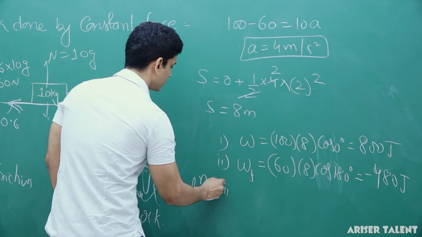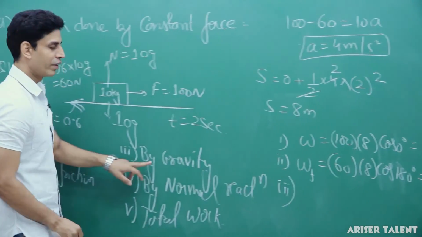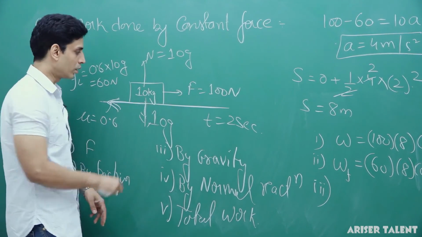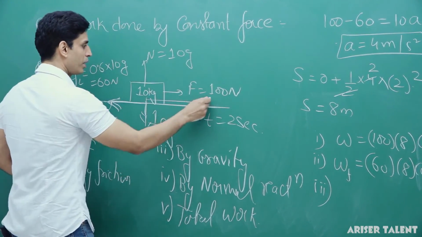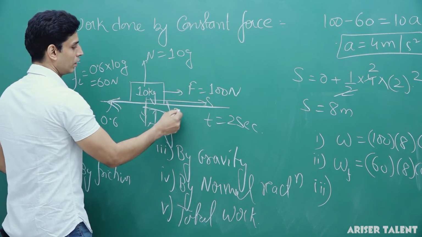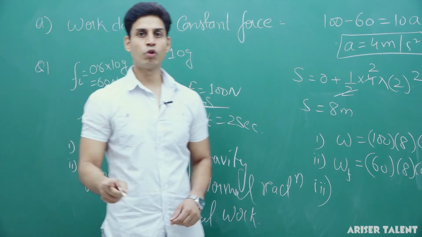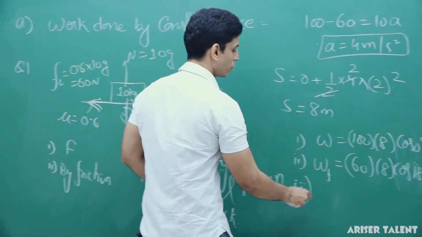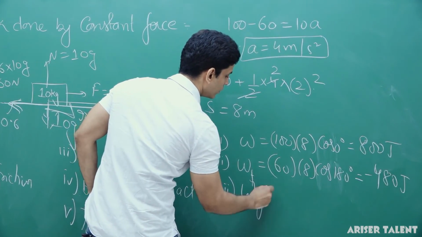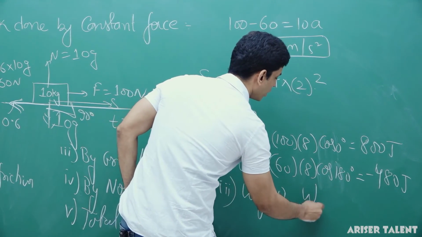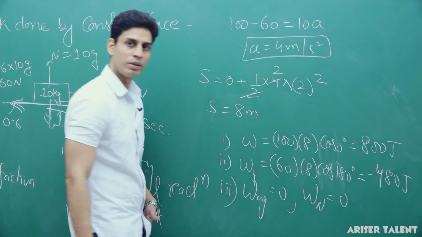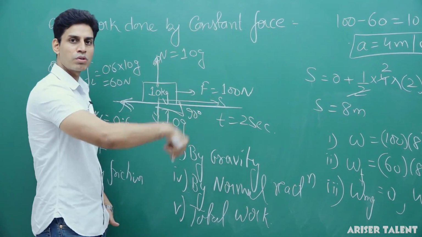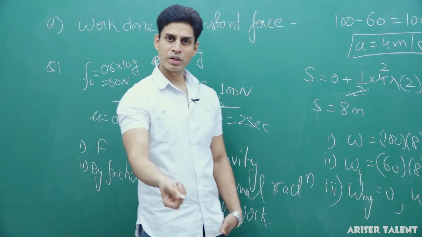Now third, work done by gravity. Gravity is acting vertically downward and the block is moving forward. So the angle between displacement and gravity is 90. And if the angle between force and displacement is 90, then the work done will be 0. So work done by gravity is 0. Similarly, work done by normal reaction is also 0, because the angle between the normal reaction and the displacement is also 90. So the work done will be 0.